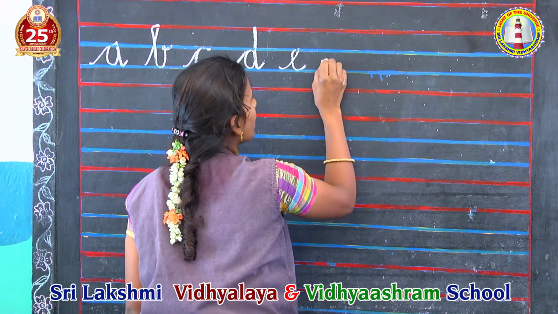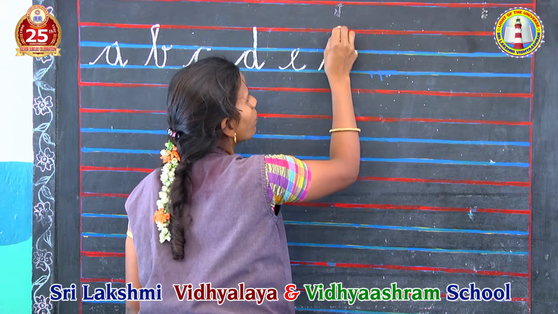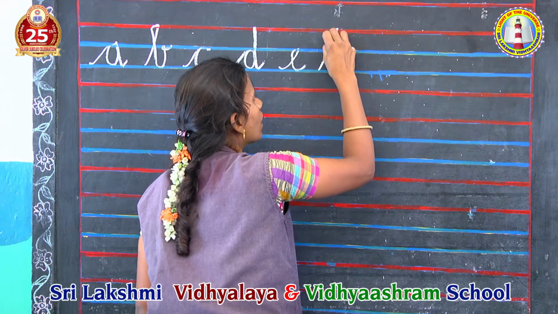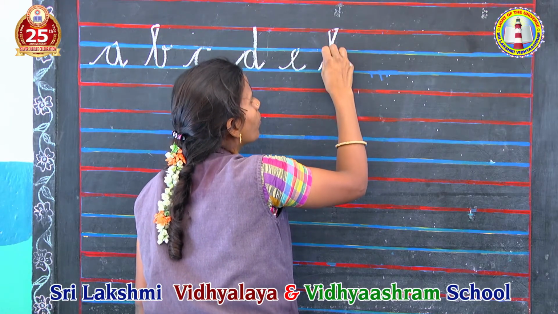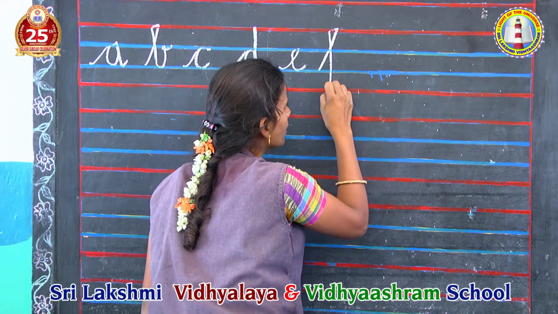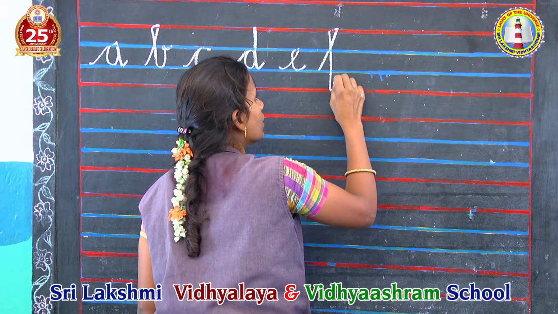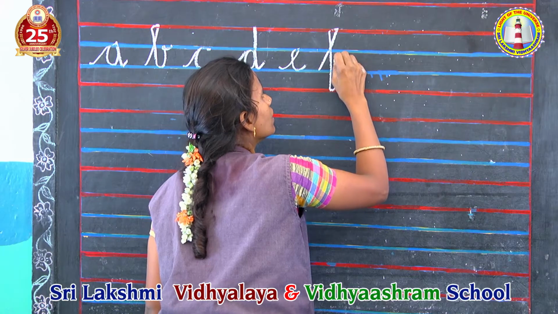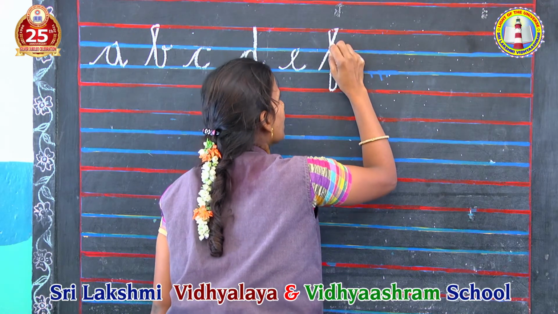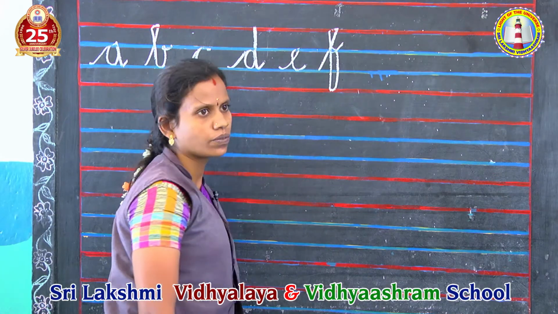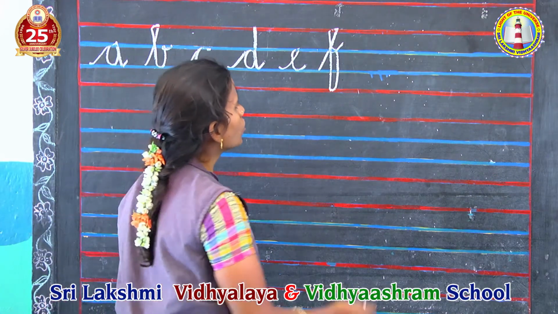Draw a stroke line to the top and then small size of curve and then bottom of the standing line and then go to the middle of the slanting line and then small curve. It's called F. Next, we write the letter G.